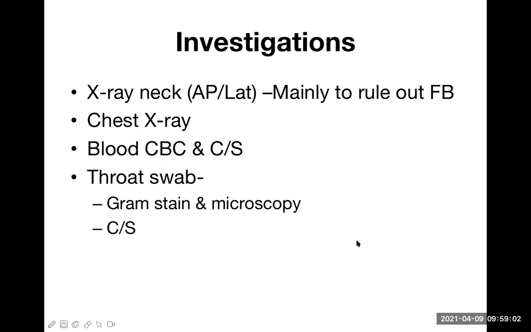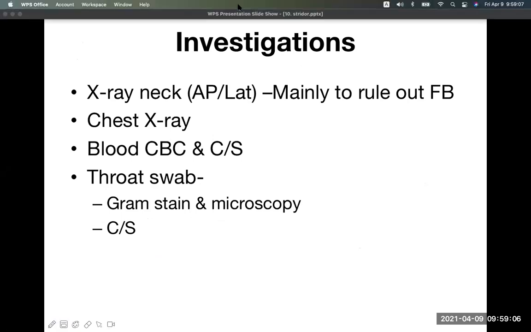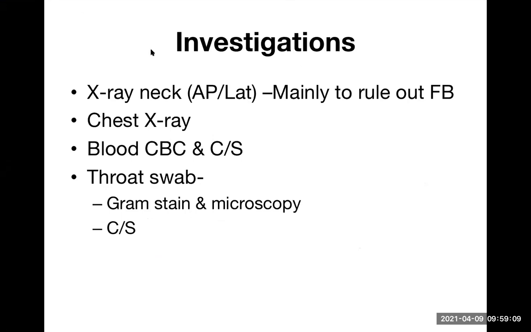Now, what are the general investigations you would like to do in a case of stridor? So we go for X-ray of the neck. And that X-ray of the neck should be done in AP view and lateral view. It is done mainly to rule out foreign body obstruction. And sometimes foreign body can be seen there. Now, there are different types of foreign body. Some are metallic foreign bodies. Some are vegetative foreign bodies.